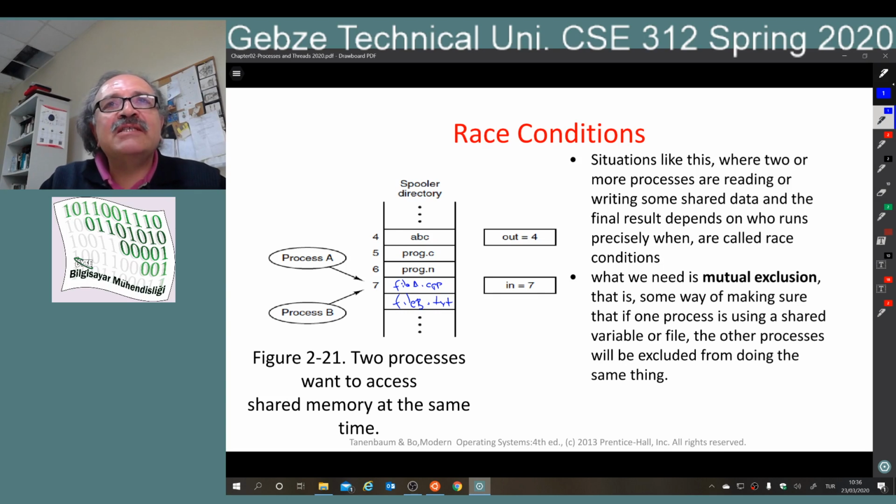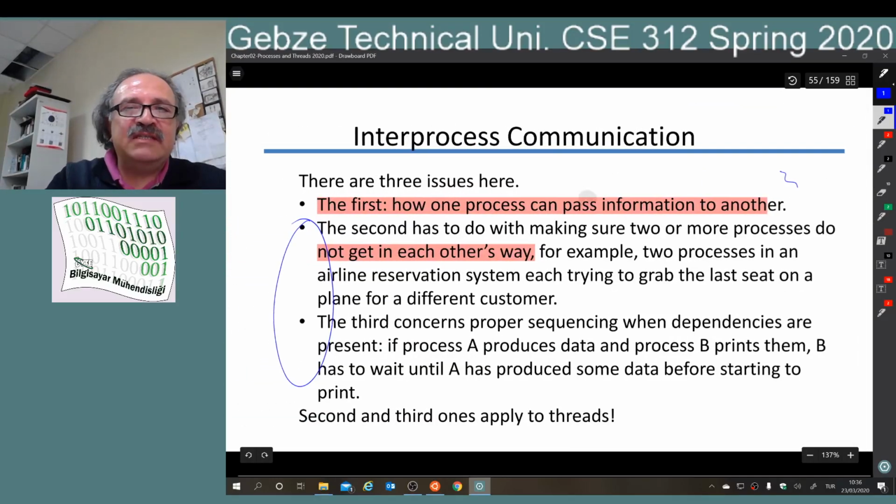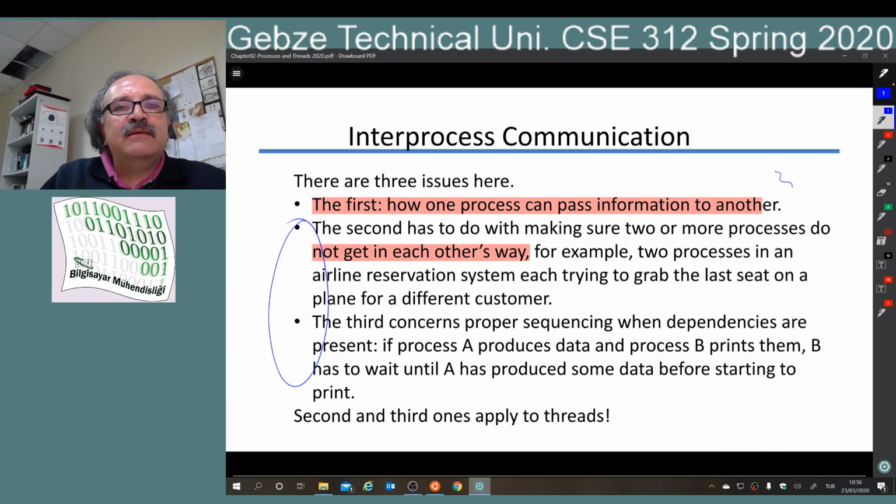Okay, we have a question. That's the very first question that I have. Why is the first one not a problem for threads? Anybody has an answer for that? Why is the first one not a problem? I think I already said that. That's because with threads, you have the shared address spaces. All the global variables are shared. So if I modify one global variable, all the other threads are going to see it immediately. So how one process can pass information to another is not a problem for threads. That's what you get. Okay.